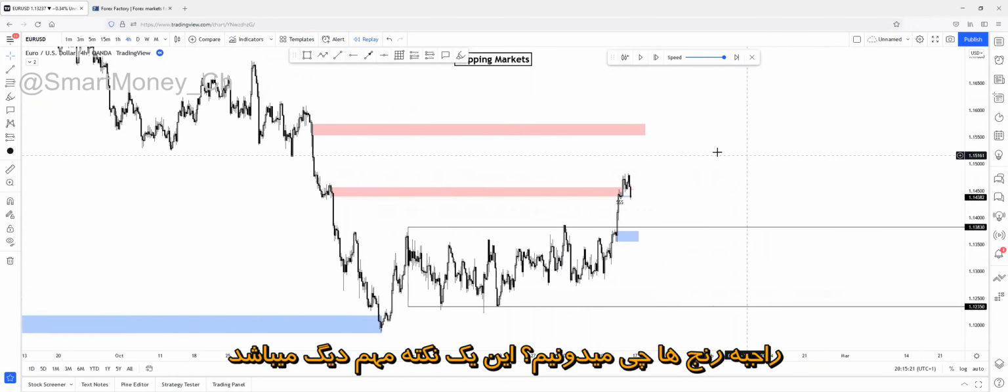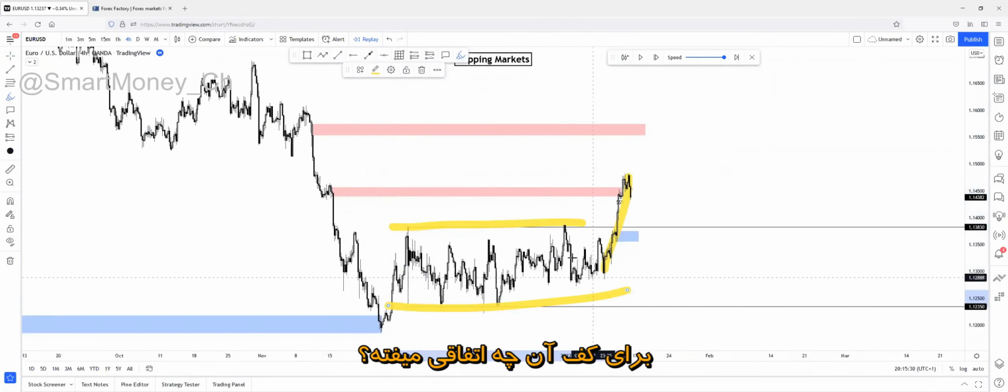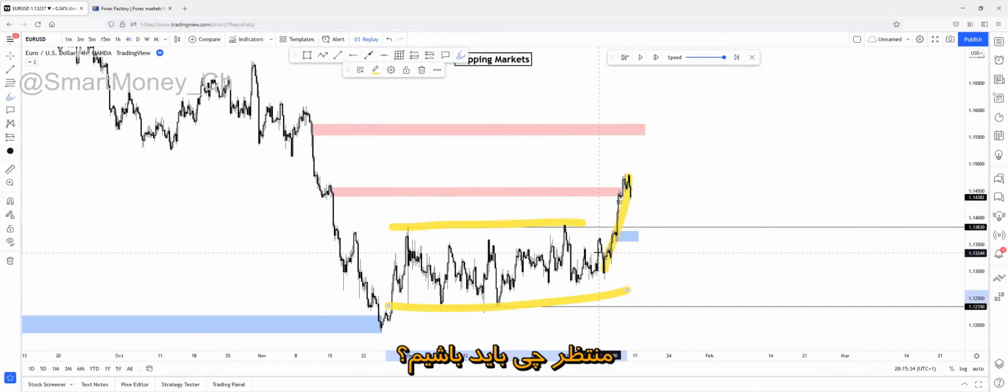And what do we know about ranges? This is one more important thing. What do we know about ranges? This is a range. If a range high is being swept, what will happen to our range low? Just type it in the chat or answer in the microphone. What do we need to wait for?